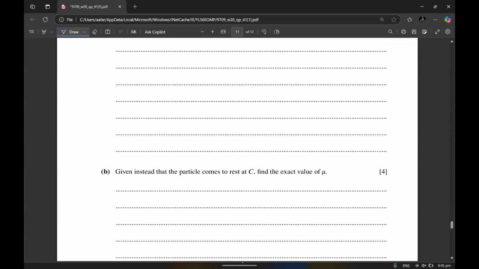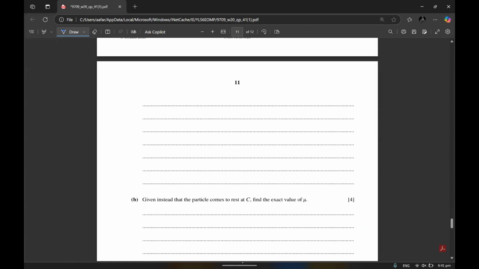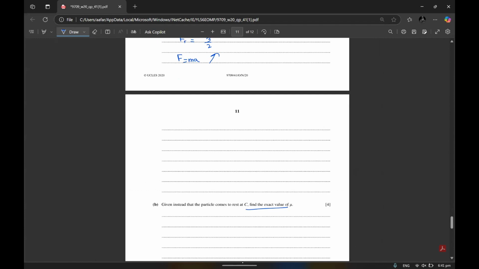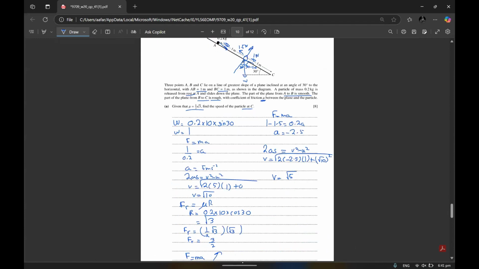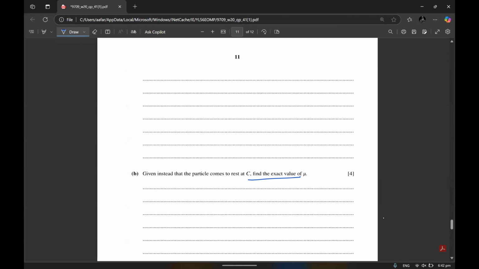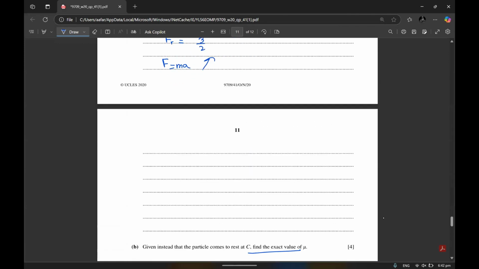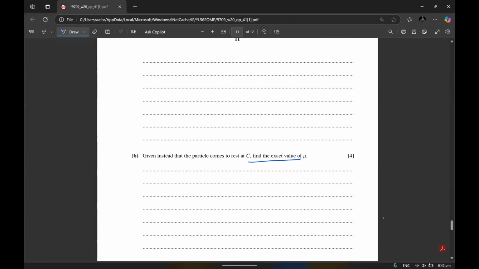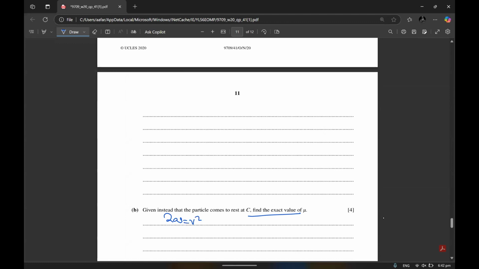Part B, given instead that the particle comes to rest at C, find the exact value of mu. So to find that, we just find the acceleration, right? If we find the acceleration, then from there we can find the frictional force, and from that we can find the mu. We all know the reaction force. So you know that 2as equals v square minus u square. So it's basically we need the acceleration, right?